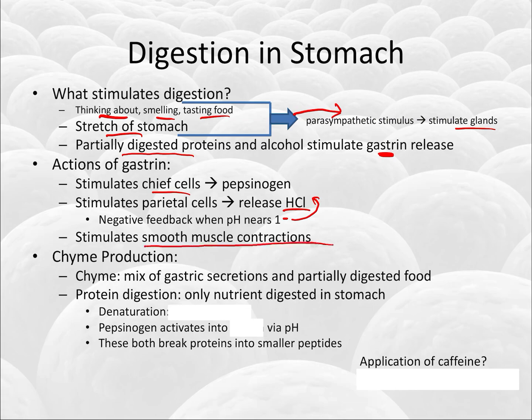Chyme is a term that is used to just denote a mix of those gastric secretions and the partially digested food. And proteins are really the only nutrient digested here, and it's done in a couple ways. It's done by denaturation, which is from the low pH, it makes those proteins start unfolding, and then pepsinogen does its job when it gets turned into pepsin to break down proteins into smaller peptide chains.